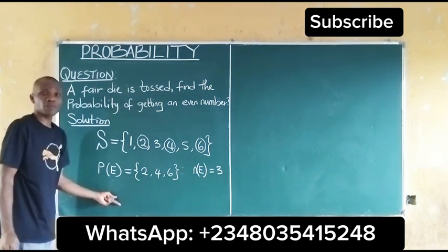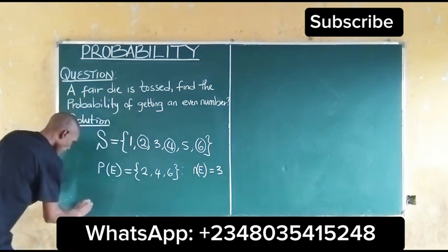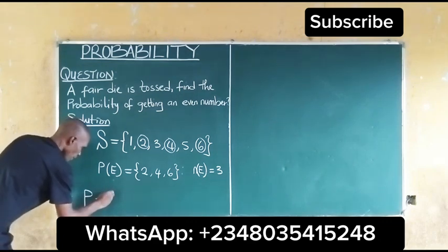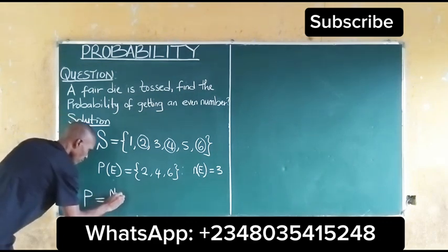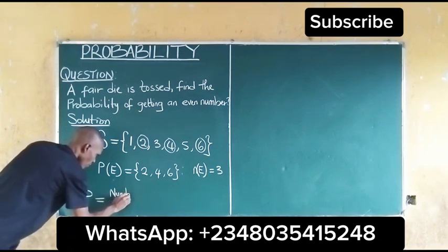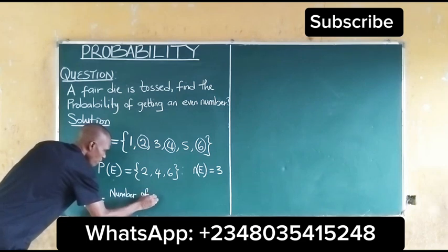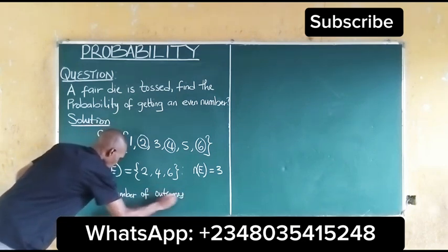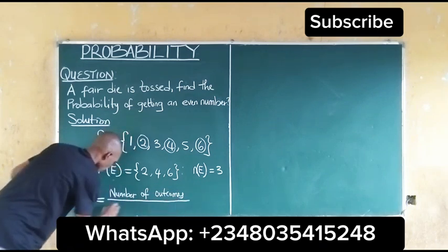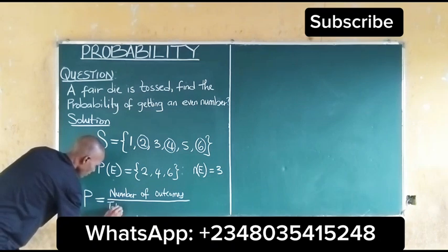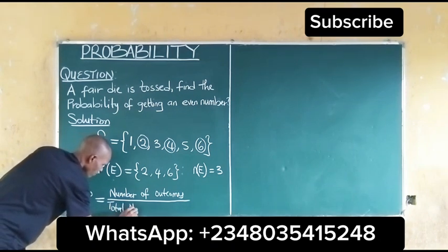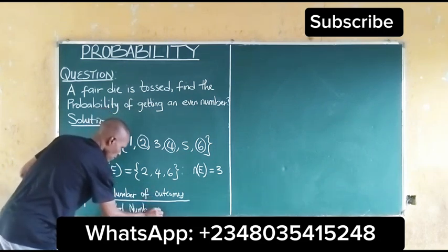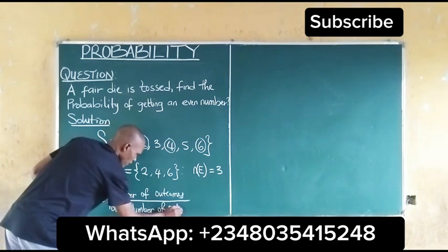So how do we calculate the probability? Of course, we know that probability is equal to the number of outcomes all over the total number of outcomes.